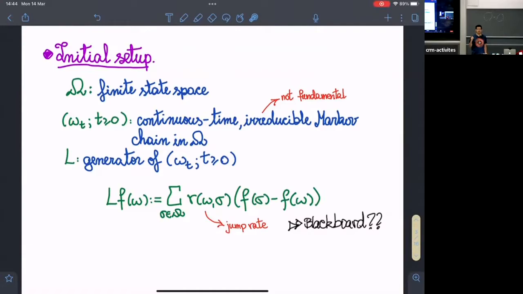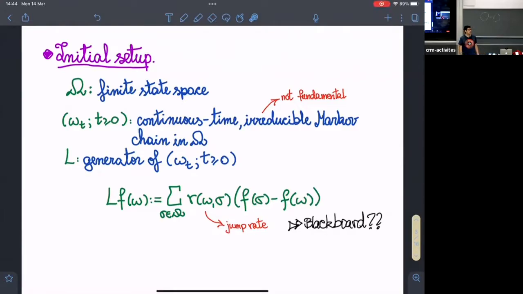Now I'm going to call it omega t. This Markov chain happens in continuous time, and I'm going to assume that it's irreducible, although it's not fundamental. It might not be irreducible in some meaningful situations, and you can still try to apply this methodology that I want to introduce. And I'm going to call L the generator of the Markov chain.